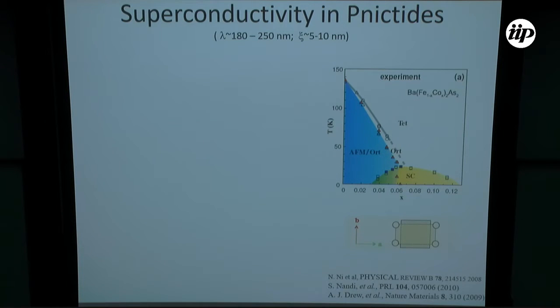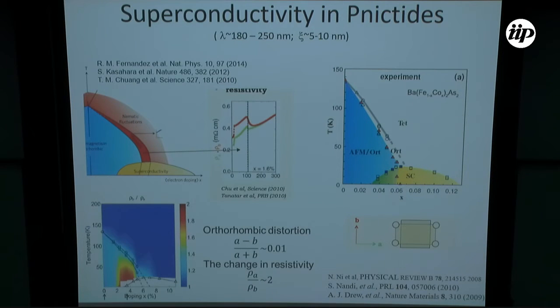Apart from that, the system has other features. Not only is there magnetism and superconductivity present inside the system, but as you dope the system, there is also a structural transition. You go from a tetragonal to an orthorhombic phase. And this is related to other interesting effects where, as it goes into the orthorhombic phase, the orthorhombic distortion is small, but there is a significant anisotropy in the transport. The resistivity in the a versus b plane becomes very anisotropic, and this has been related to nematicity in the electronic state of the material. And there is this nematic order which has been shown.